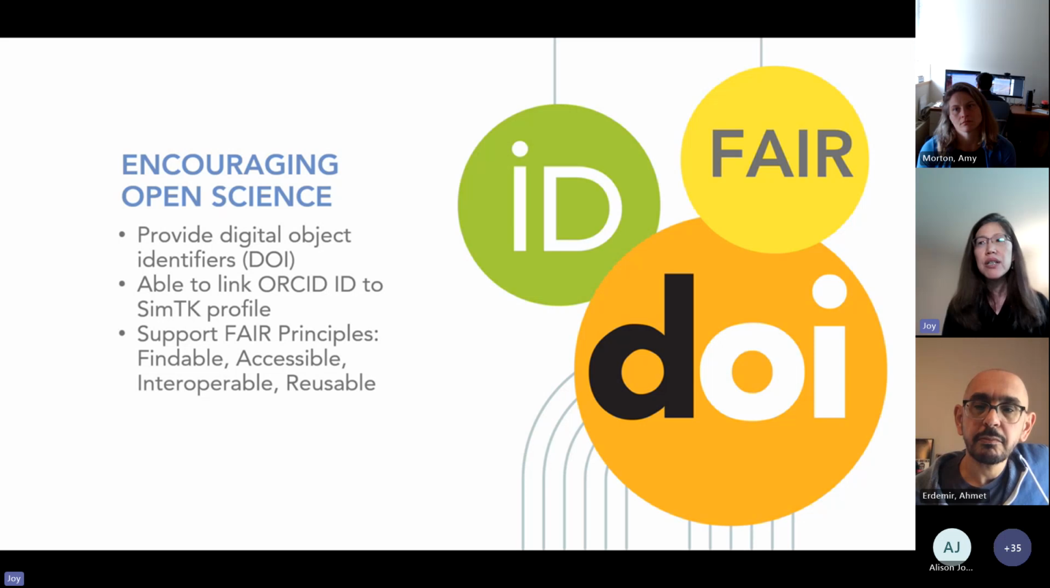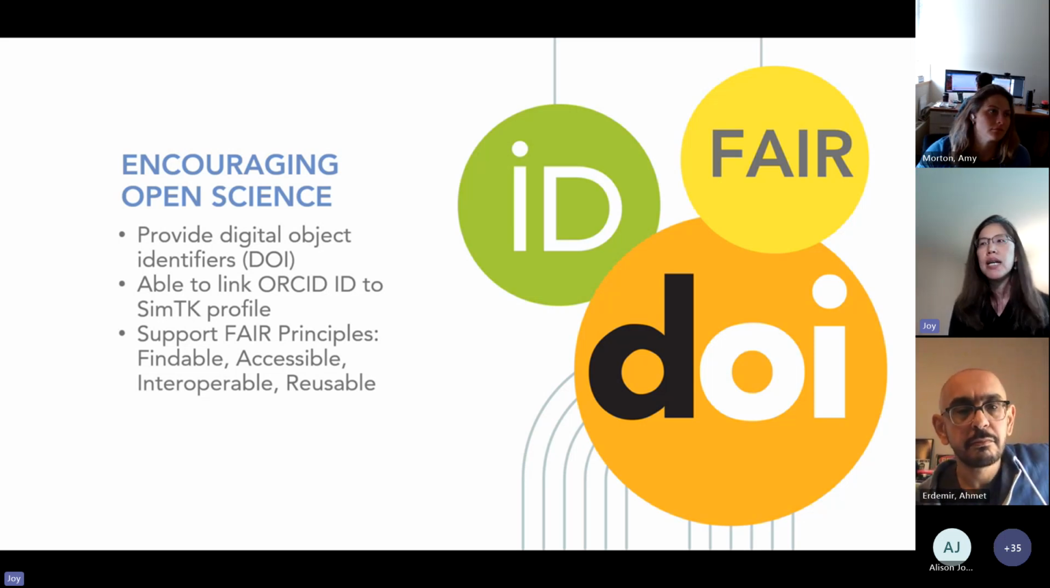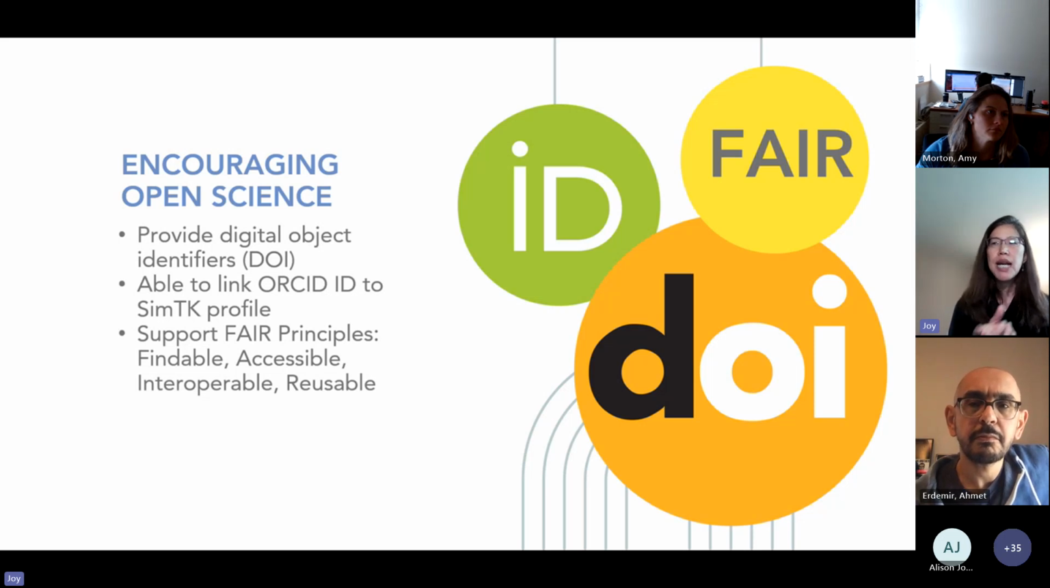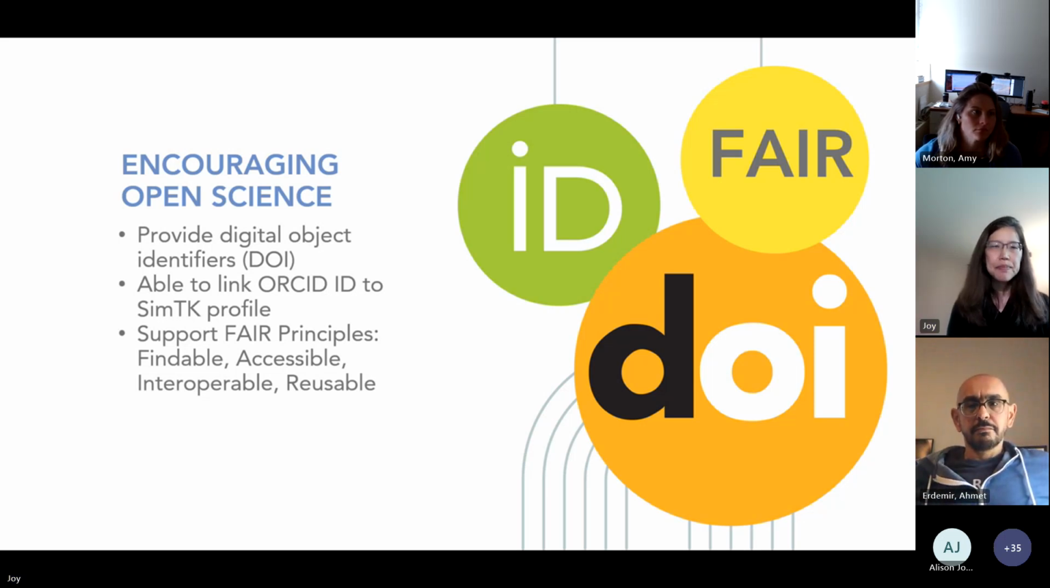ORCID IDs are another type of persistent identifier. This is for a person. What it does is it links the person's publications and other scholarly outputs all together to this one persistent ID. So if you have one, you can add it to your SimTK profile and it will appear with your SimTK profile. People can see here's all your SimTK projects, and here's also all the related publications and other research outputs that you have.